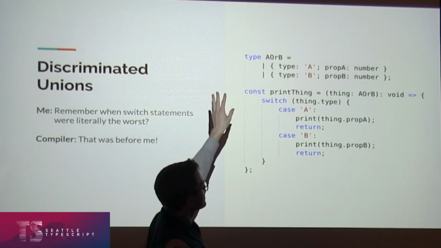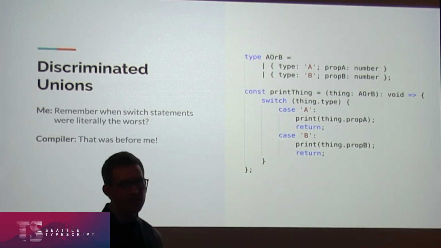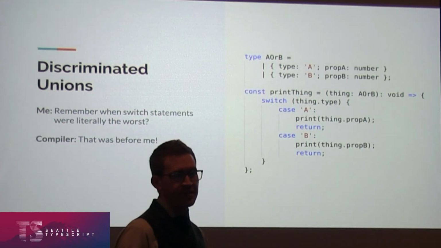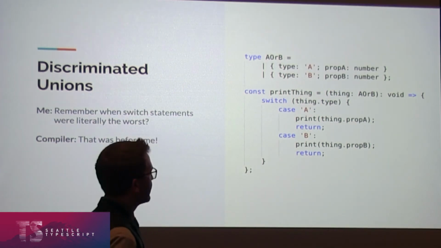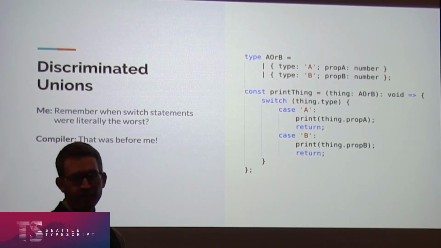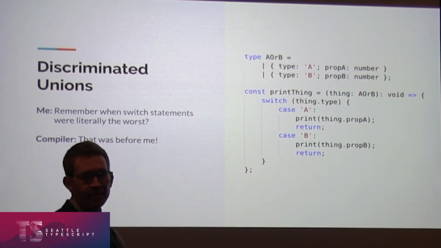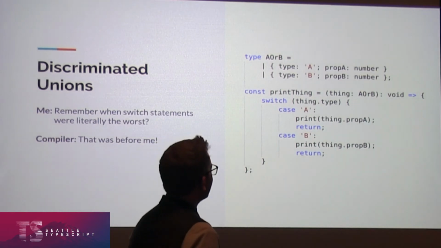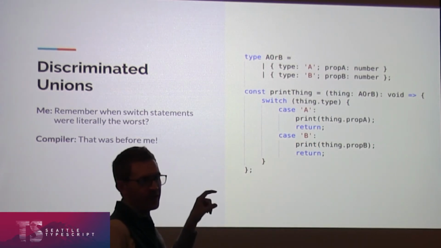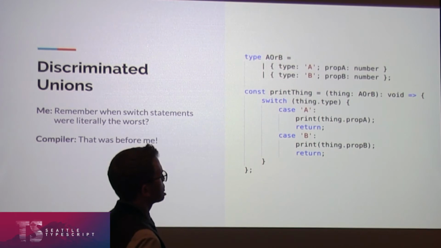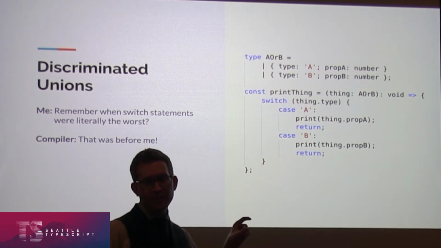The nice thing about this A or B union is that it's what is known as a discriminated union. And a discriminated union is a union of things that have at least one common property. And generally it's type, but it doesn't have to be. That's just what we do most often. And that common property allows TypeScript to discriminate between members of the union.